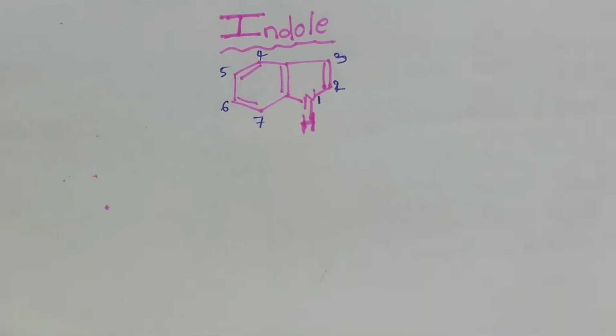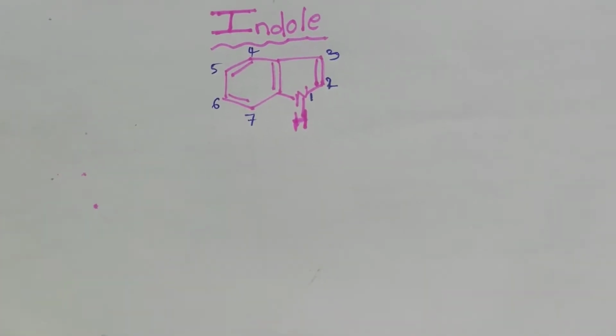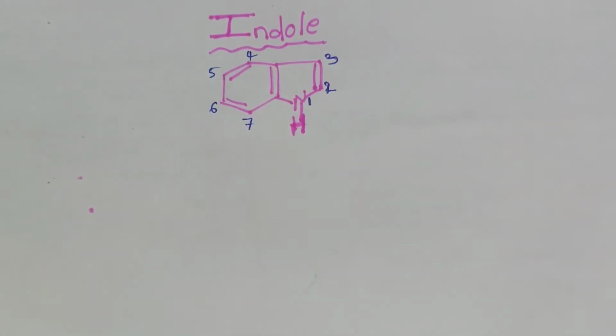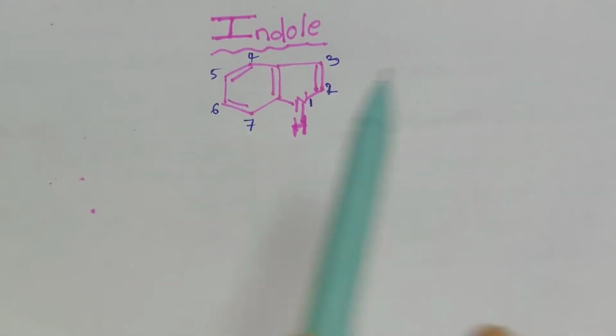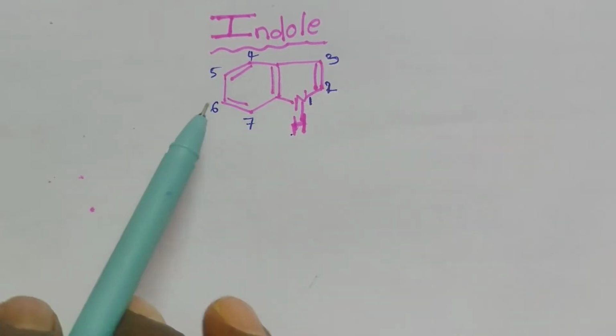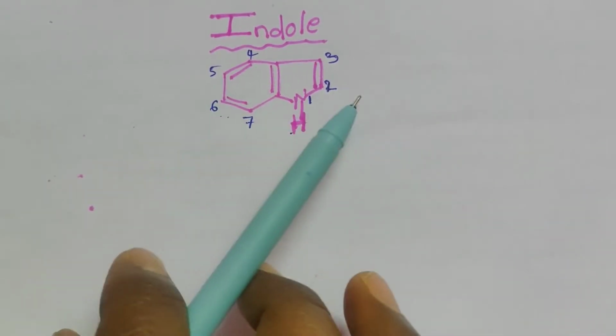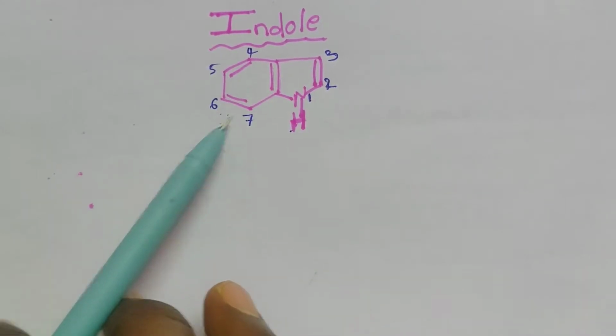Hello my dear students, in this video now we are going to study about the preparation and properties of indole. In indole, two rings are there. One is the 5-membered ring and the other one is the 6-membered ring. The 6-membered ring is the benzene and the 5-membered ring is the pyrrole.